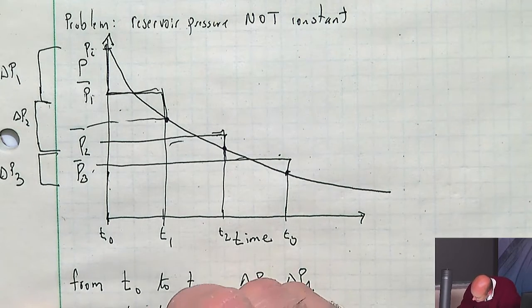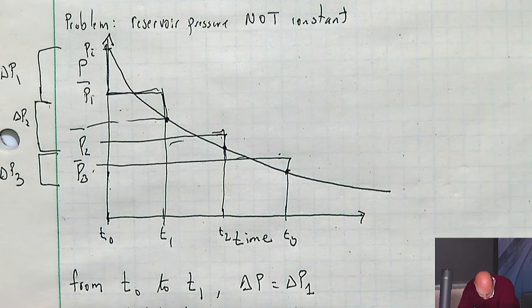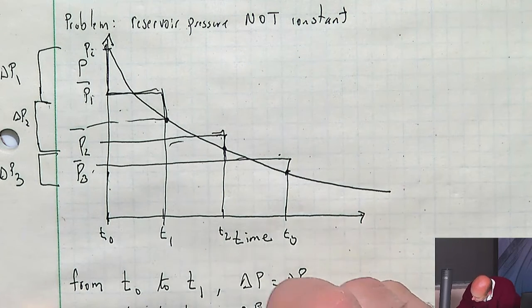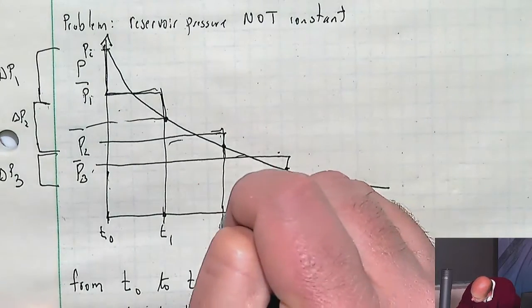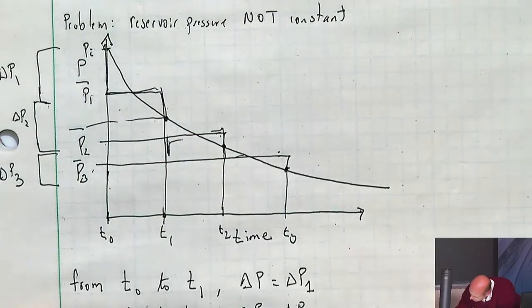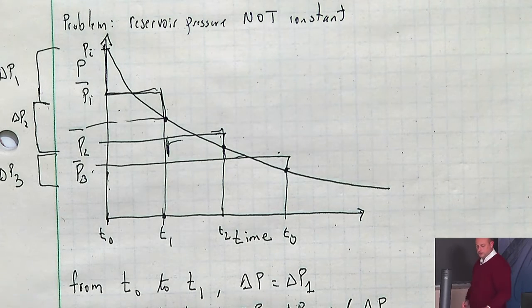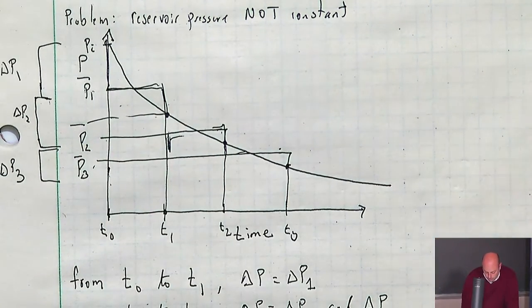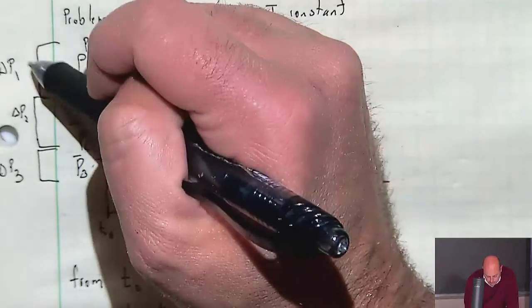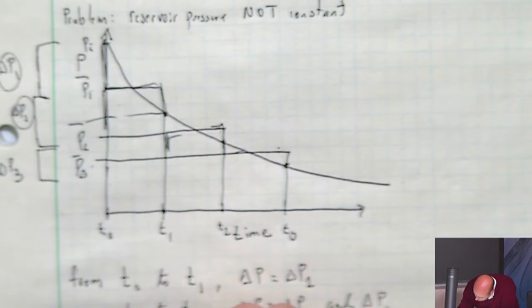From T1 to T2, or I should say at T2, delta P is equal to delta P2, right? So you're going from here to here, and you get this delta P, but it also had a delta P1, right? Because the pressure has dropped all the way from PI to this new pressure P2 bar. So you really have this delta P plus this delta P, or this one plus this one. And then if you go from T2 to T3.